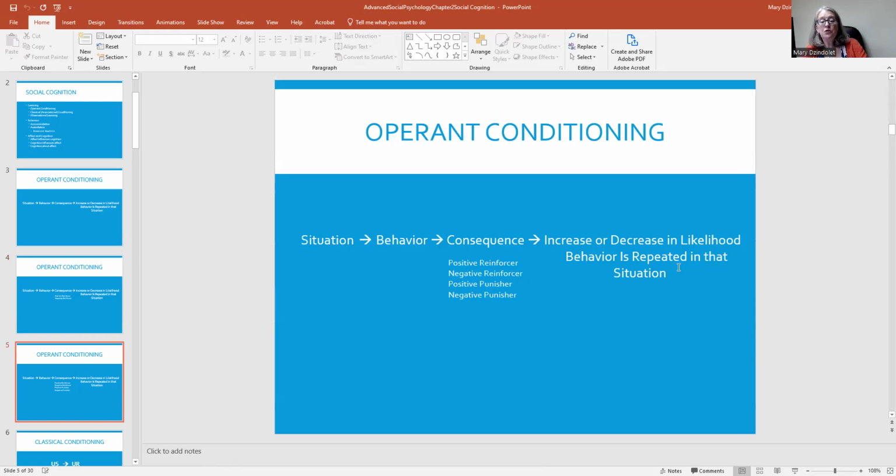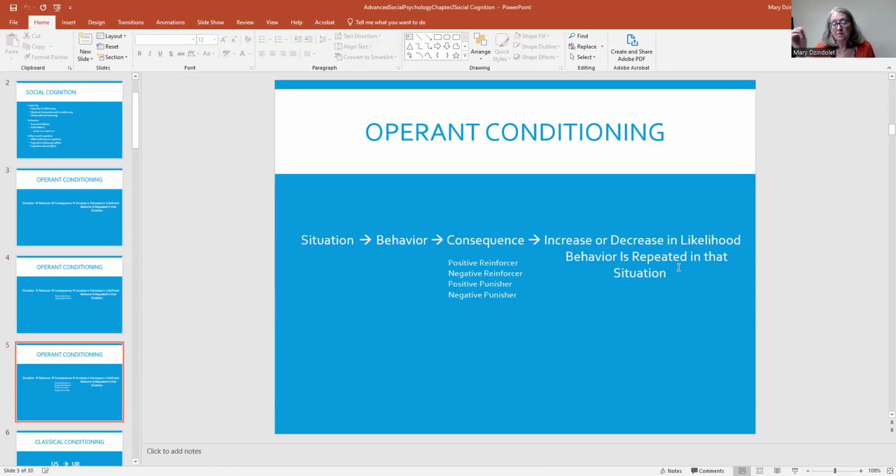Now, for both reinforcers and punishers, they can either be positive or negative. Positive does not mean it's good, and negative does not mean it's bad. We mean positive or negative in terms of the number line. So positive is something is added or given to the organism or the person. Negative means something is taken away. It's a negative number, so it's subtracted from, right? So a negative reinforcer would be a consequence in which something is taken away from the organism that will make it more likely for them to give that behavior in that same situation.